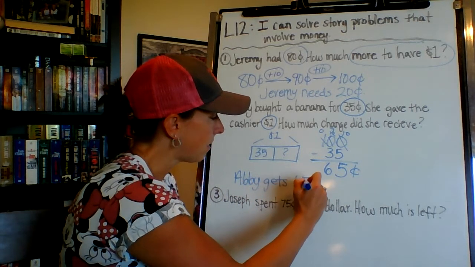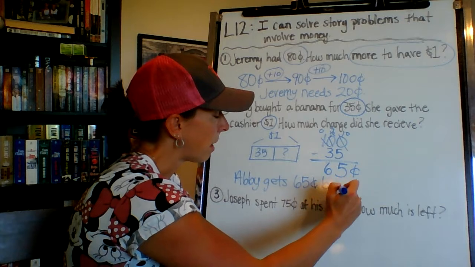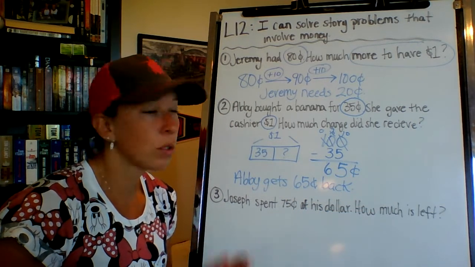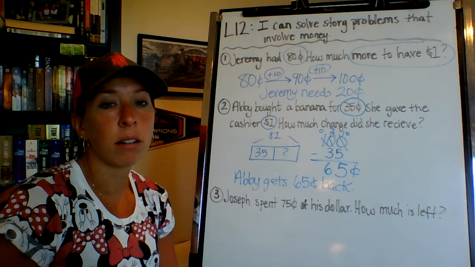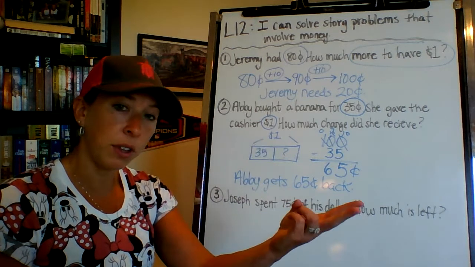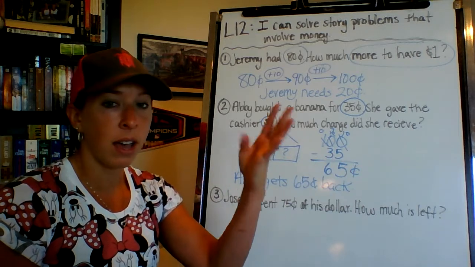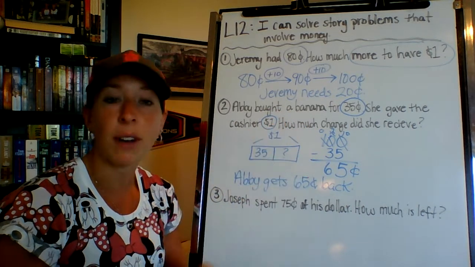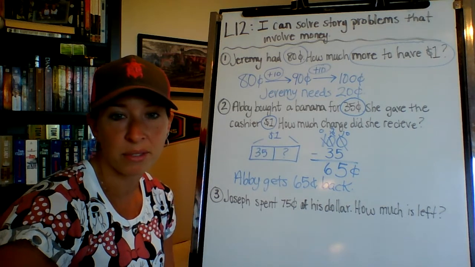Abby gets 65 cents back. Okay. You could also solve it using arrows. You could start at 35 and you could count up. You go 35, 45, 55, 65, 75, 85, 95. So that would be 60. And then we know we need 5 more to get to 100 to make 65.